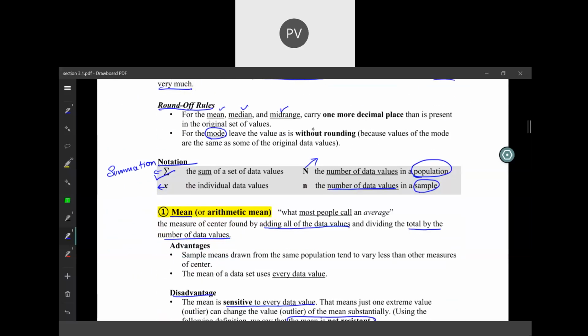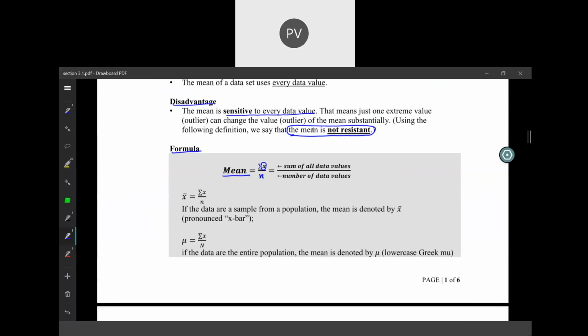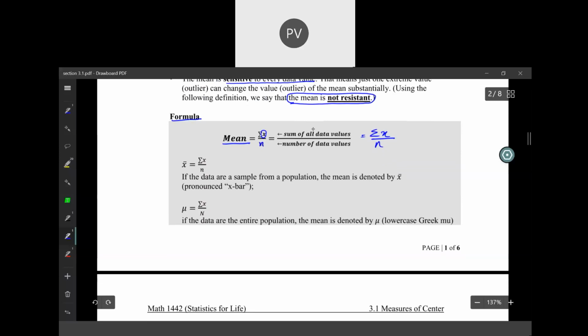Number of data values in a sample. n is the number of data values in a sample. Okay, so this is the formula you will be using: summation x by small n. Okay, now we have another formula.